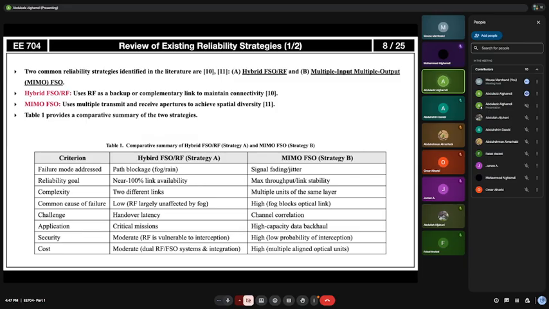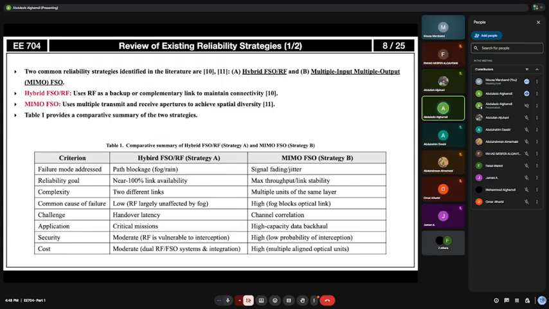In terms of complexity, in the hybrid system, we have two different links, but in the MIMO, we have multiple units of the same layer. In terms of the common cause of failure, in the hybrid FSO it is low because we are using an RF link, which is unaffected by weather conditions or objects that the optical system is sensitive to. For the MIMO FSO, the common cause of failure is high because the fog can block the optical link.